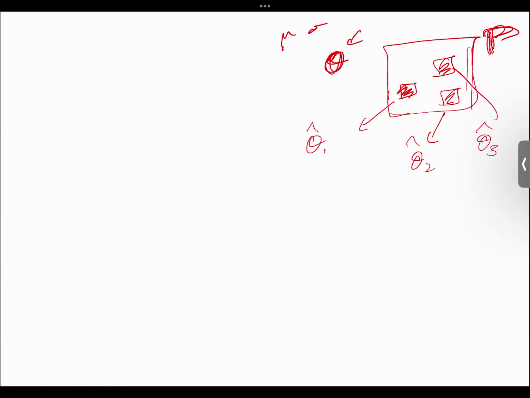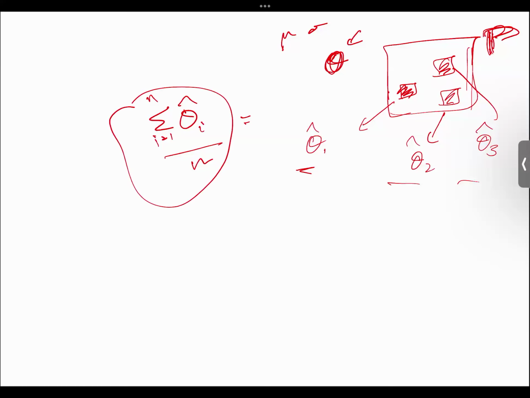And what you do here is take an average of all these estimated parameters. So you take the summation of theta i hat, i from 1 to n, divided by n. If this average of all these estimates is equal to theta, it means the sample estimates are good estimates for the population. So let's look more into detail about that.